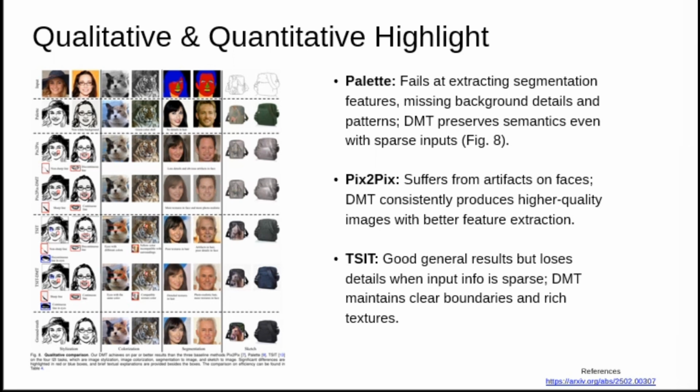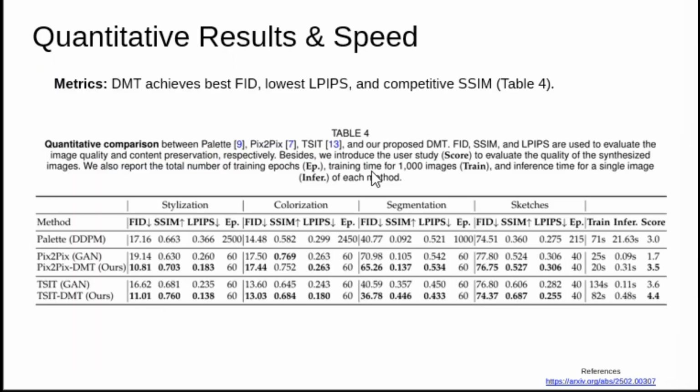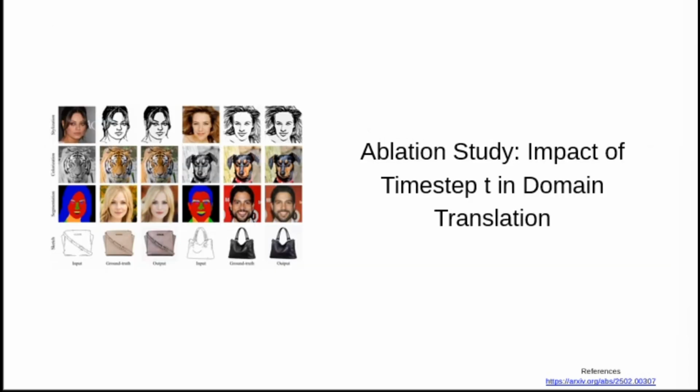On a similar basis, we have also evaluated DMT versus pix2pix and PSIT. The values are referred to in table 4. These are all experimental values. In every task, DMT outperforms all of these baselines, proving it highly efficient, with very good performance. Now, a critical part of DMT is choosing the right time step T at which we switch from the source to the target domain.